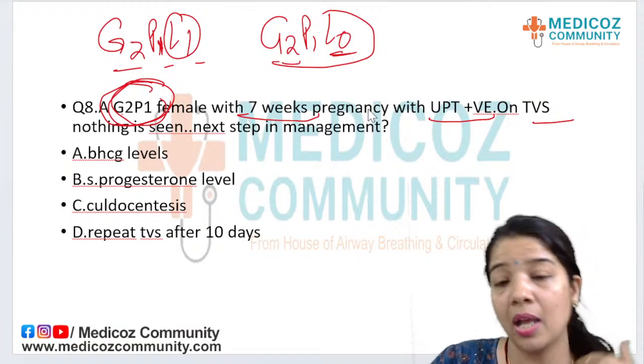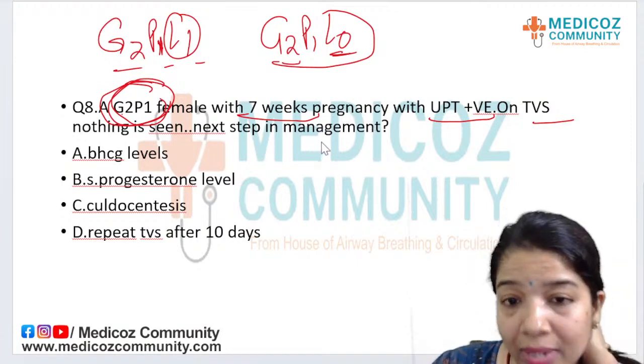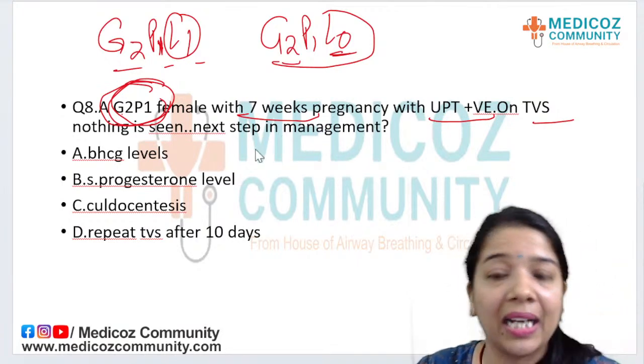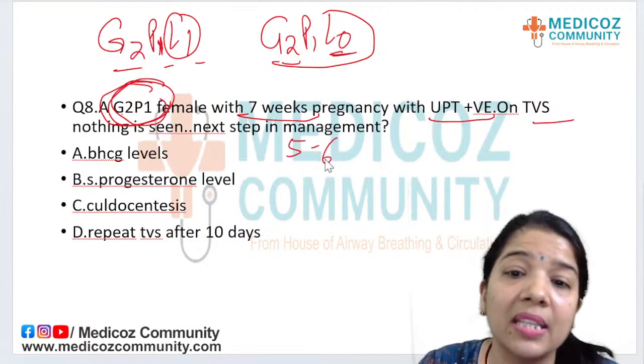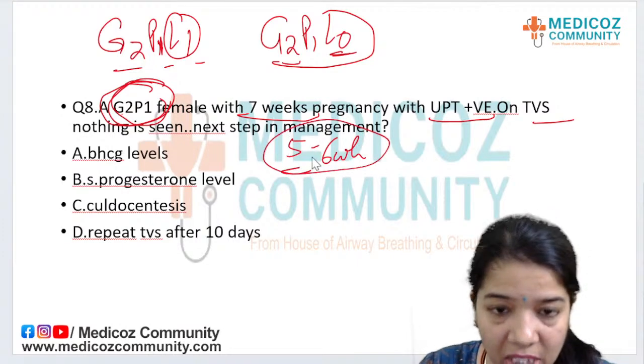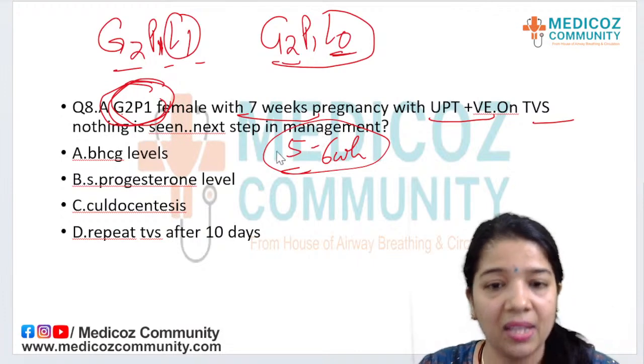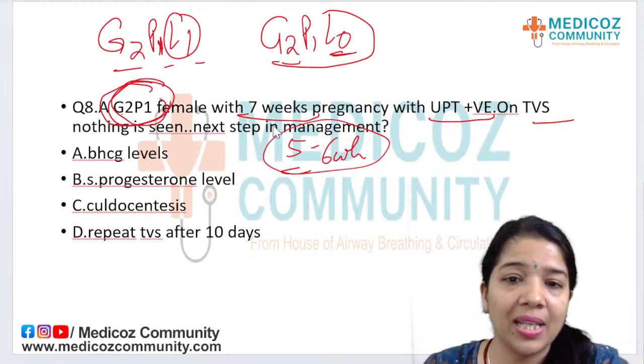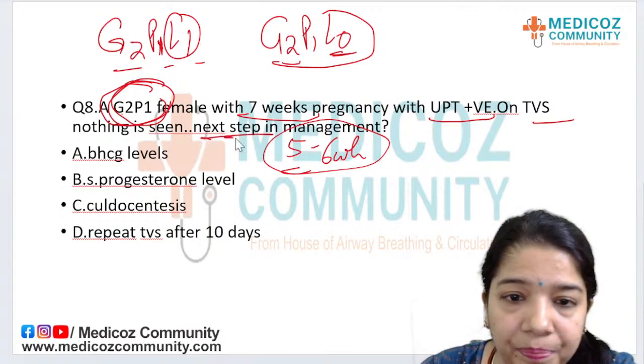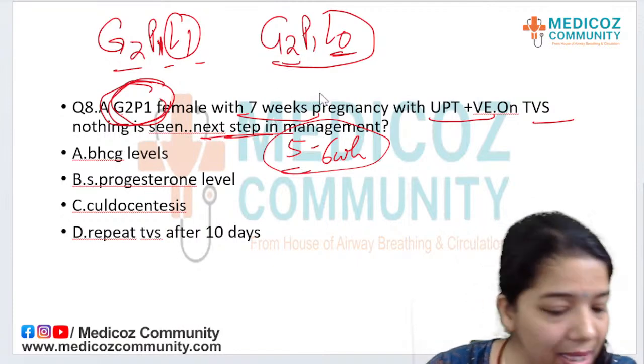TVS में क्या होता है? Remember, TVS normally will show the fetal cardiac activity as early as 5 to 6 weeks. Okay, as early as 5 to 6 weeks. But then there are certain criteria. You will see that. Now the question is asking what is the next step in management. So yes, what will you do? Yes, tell me.